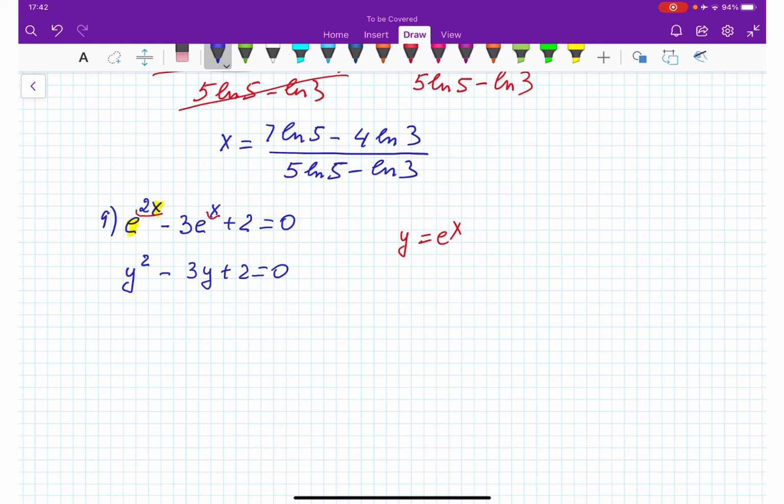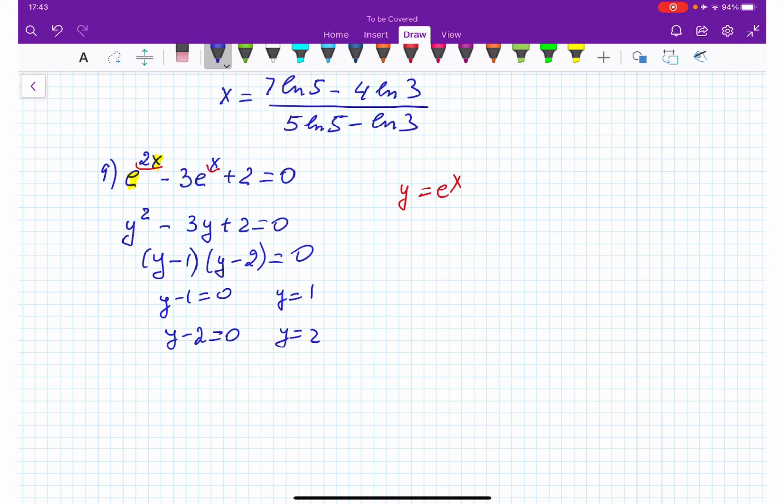So let me factor it. What do we have here? y minus 1 times y minus 2 is equal to 0. Negative 1 times negative 2 is positive 2, and negative 1 plus negative 2 is negative 3. To solve it, it's either y minus 1 is equal to 0 or y minus 2 is equal to 0. So from here, y is equal to 1, y is equal to 2. Like I said, at the end of the video, I will place a reference on how to factor a quadratic equation, exactly this problem.